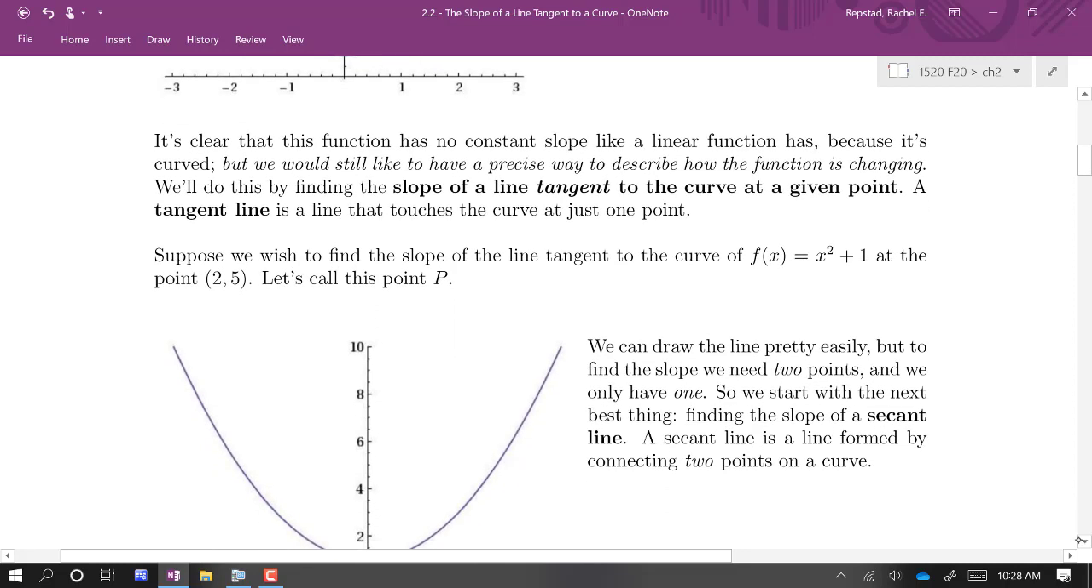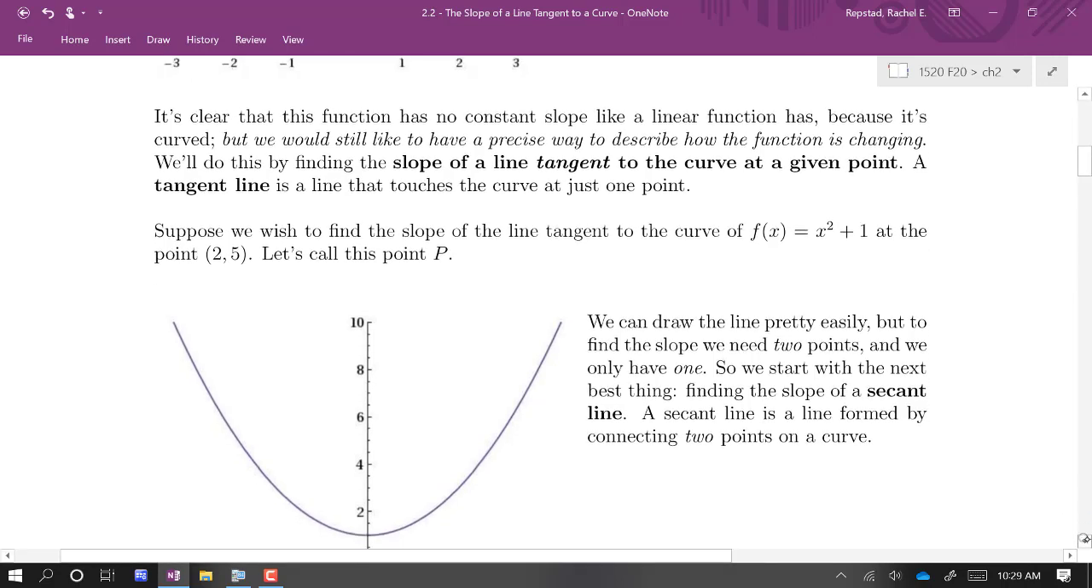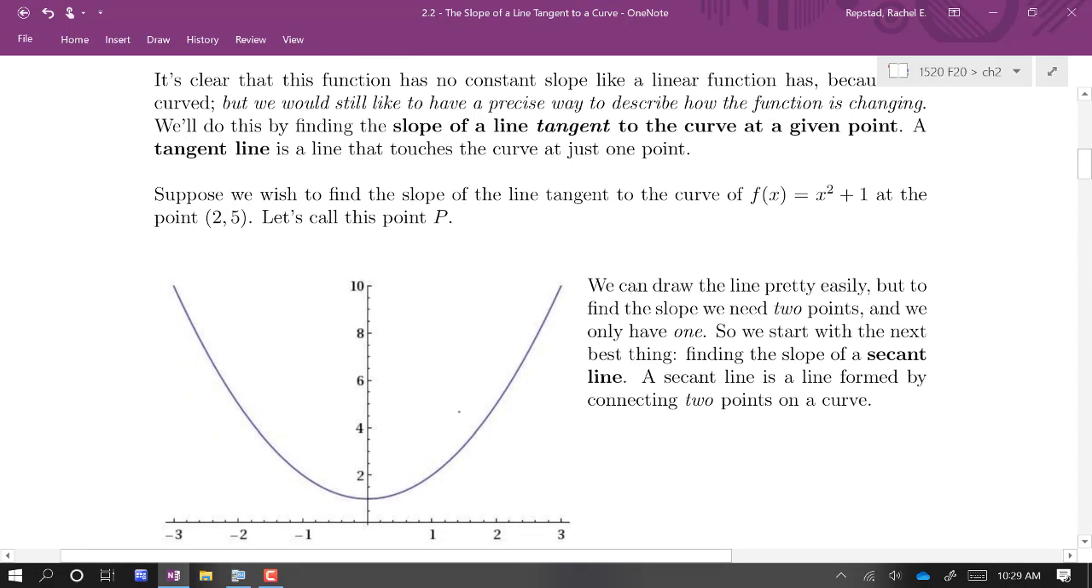Now, of course, the slope of a curve seems like an odd phrase, because of course it doesn't have a constant slope, right? Sometimes it's decreasing, sometimes it's increasing. But while we don't have a constant slope for a curve, we still want to find a way to describe in a precise way how it changes. In a more precise way than simply saying it's decreasing for the negative values and increasing for the positive values. And the way that we're going to do this is to find a slope of a tangent line.